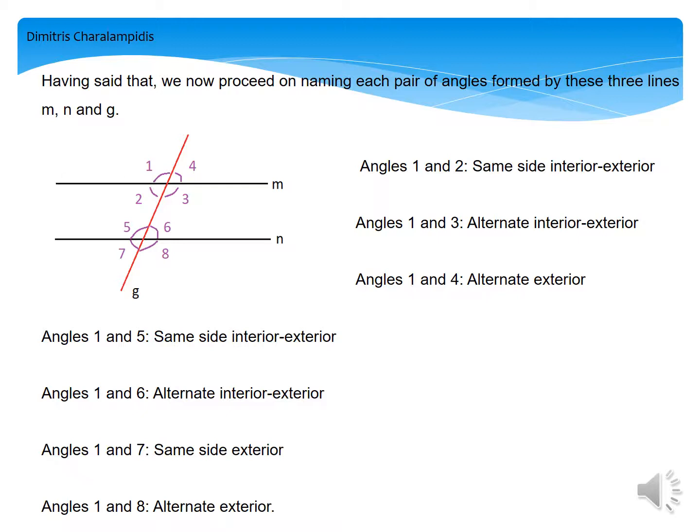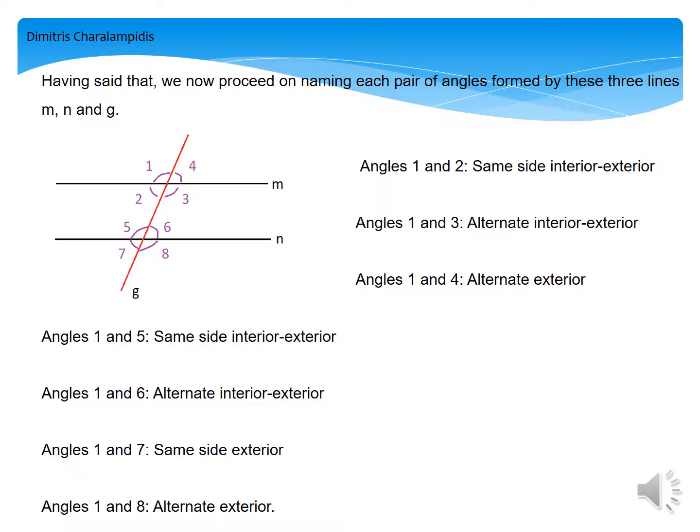Angles 1 and 5. They are same side angles since both of them are on the left of line G, and interior-exterior since one of them, and particularly angle 5, is between the parallel lines M and N, while the other one, angle 1, is outside of these lines respectively. Angles 1 and 6. They are alternate because they are on different sides of line G, and interior-exterior again, since angle 6 is between lines M and N, while angle 1 is outside of them respectively.